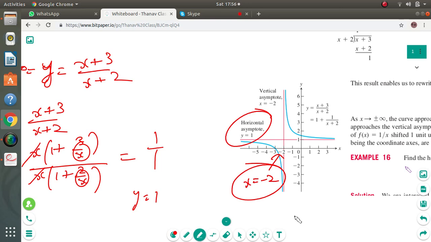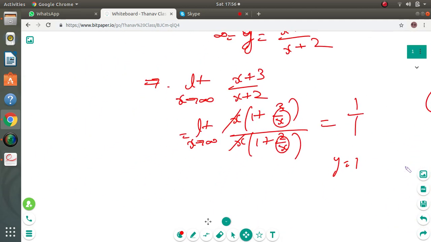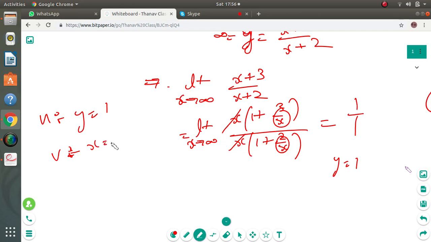For finding out the vertical asymptote, put y as 1 by 0. For finding out the horizontal asymptote, put the limit x tends to infinity. That's it. You will get the asymptotes. And now, how to draw the graph here? So for the graph, you have the asymptote horizontal one, y equal to 1, vertical one, x equal to minus 2. Now let's draw the graph here.